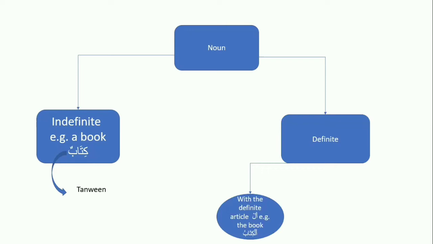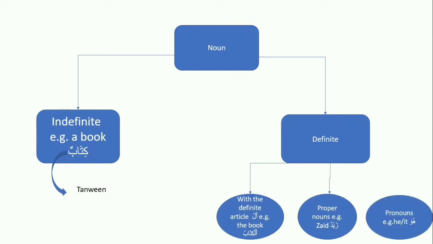We also have proper nouns which are definite by nature, so they don't require alif lam, like Zaydun, which is the name of a person. And we have pronouns which are also definite by nature, like huwa, which can mean he or it when referring to inanimate objects.